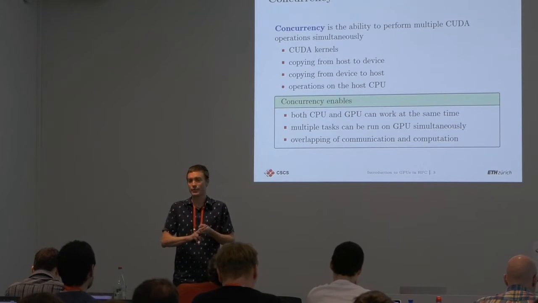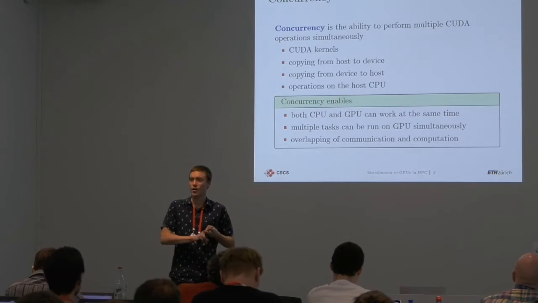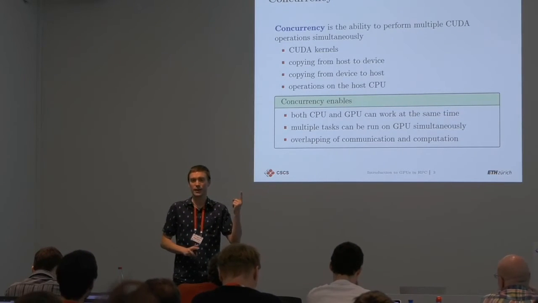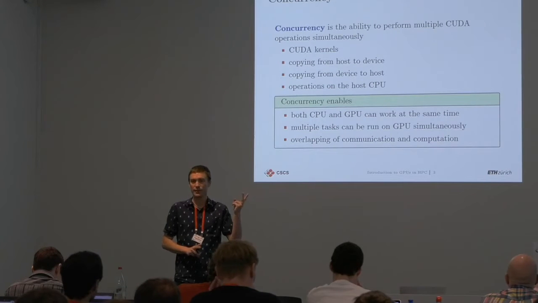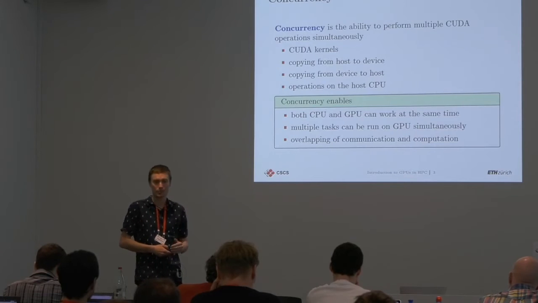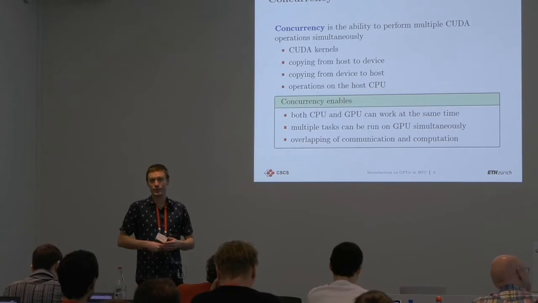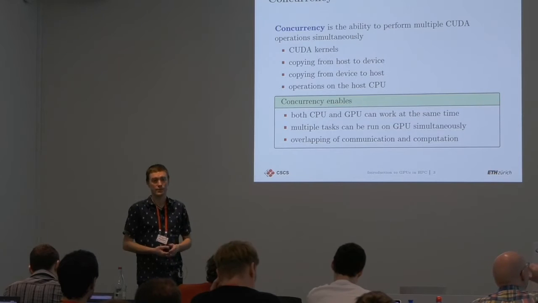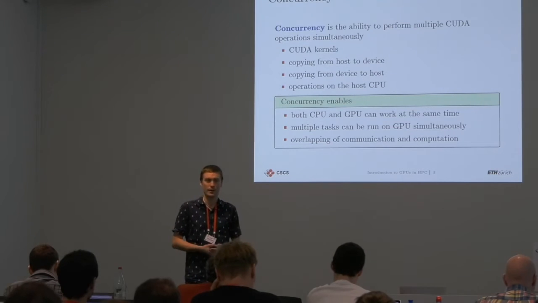There are two main bits of communication and computation overlapping we can do. One is copying data between host and device to get it ready for the next bit of computation you're going to do before you do the computation. And the other is doing, let's say, MPI communication, for example, communication from one node to another.